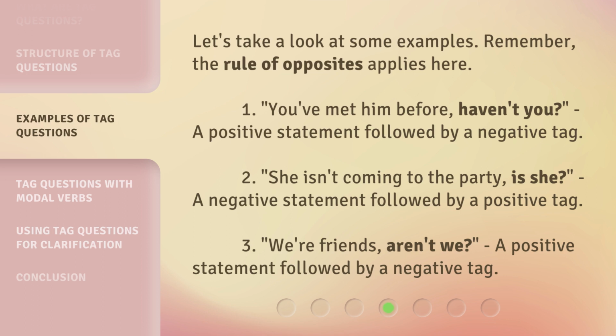Let's take a look at some examples. Remember, the rule of opposites applies here. 1. You've met him before, haven't you? A positive statement followed by a negative tag. 2. She isn't coming to the party, is she? A negative statement followed by a positive tag. 3. We're friends, aren't we? A positive statement followed by a negative tag.